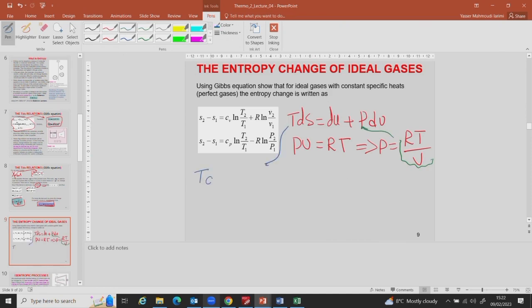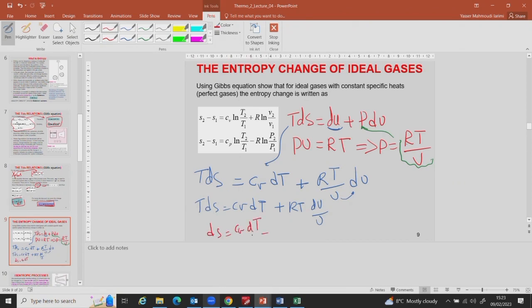Then I would have TdS. You agree with me that for an ideal gas, I can write dU to be CV dT, right? From last week's lecture. Plus P, which is RT over V, times dV. So I'm going to rewrite this again. TdS is CV dT plus RT times dV over V. I'm going to divide both sides by T, temperature. If you do this, you will have dS is CV dT over T plus R dV over V.